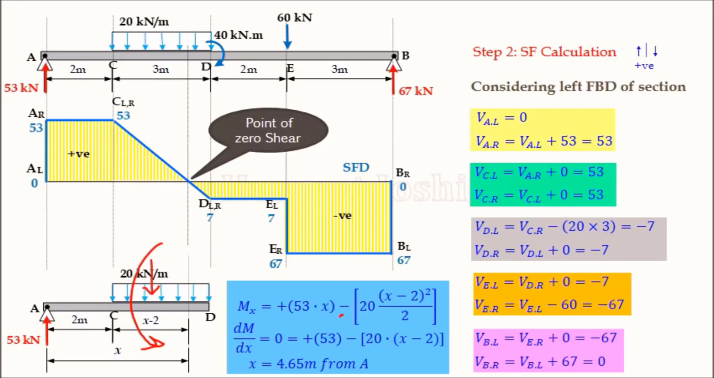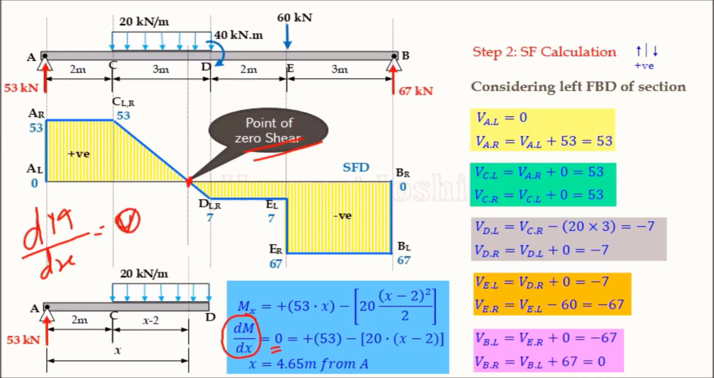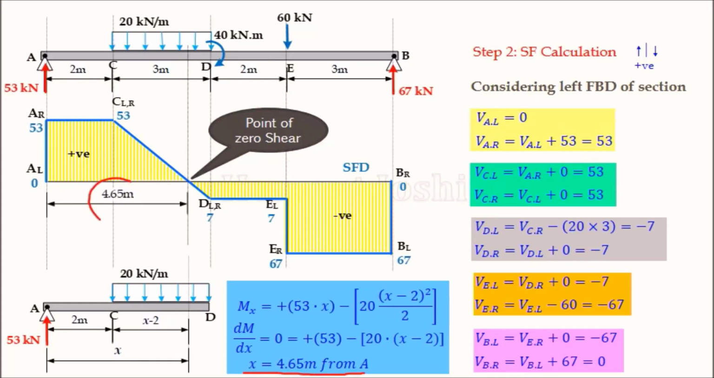Once I got this equation, we also know that dM by dx is equal to V. And at this particular point, shear force is 0. So what I am doing, this derivative of the bending moment equation is equated to 0. That means I am doing V equal to 0 so that I can get that particular distance x. Solving this equation, I am getting that distance x from A. So I am getting the location of the point of zero shear. This is the way I am getting the location of the point of zero shear.